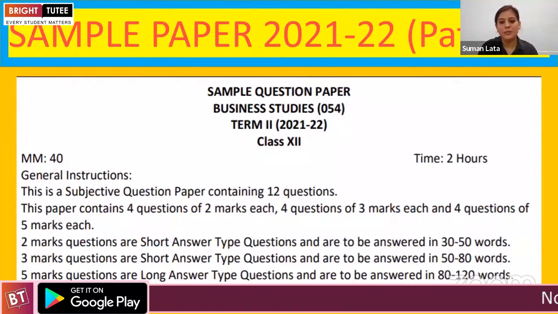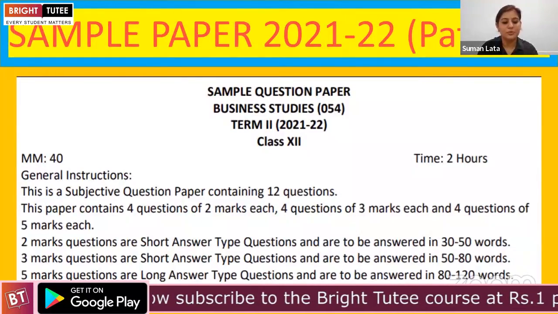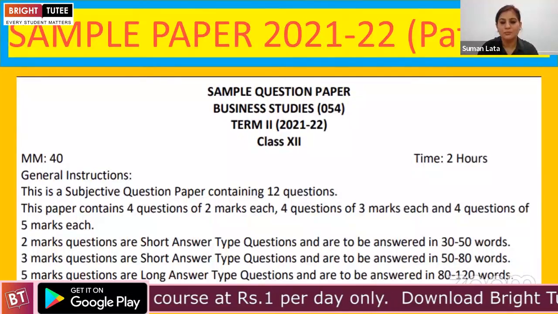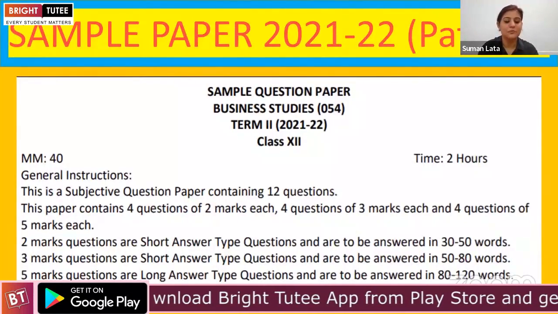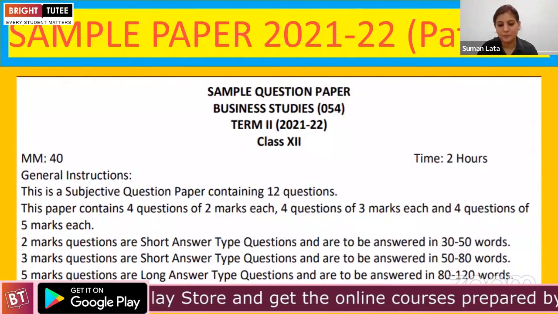So according to the sample paper, let's discuss it. We will discuss the total number of questions and the weightage of the questions. Side by side, we'll discuss direct questions, meaning how many direct questions there are and how many indirect questions there are.